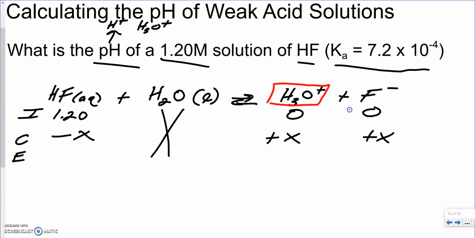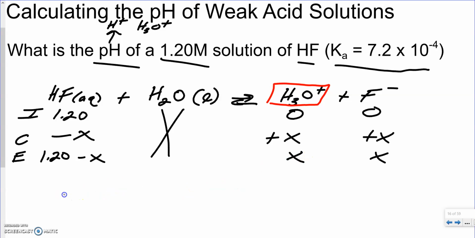And the nice thing with acids and bases is it's always a 1-to-1 ratio when we're doing these problems. So it's always going to be 1X. Makes our life a little bit easier in terms of calculations. So we end up with 1.2 minus X at equilibrium. We end up with X, and we end up with X. And we're just looking for pH. So what we're really looking for is what is the value of X.